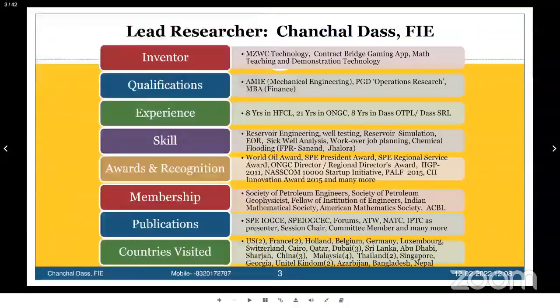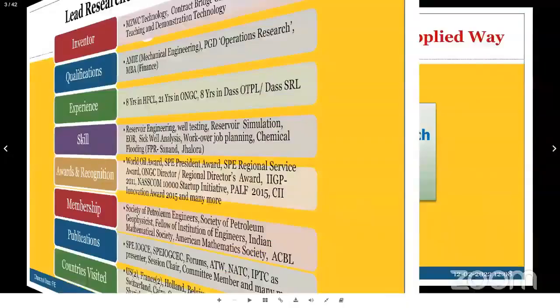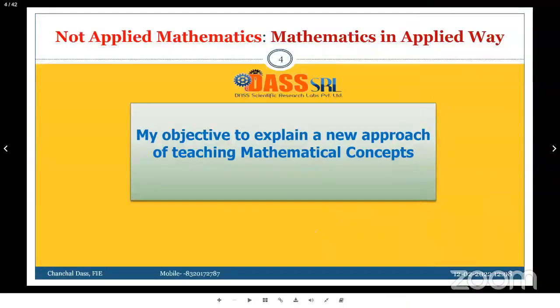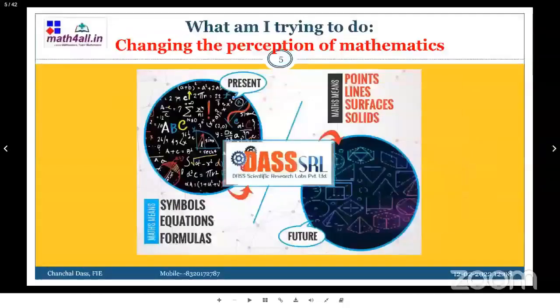This is something written about me, and I think Sir has told that, so I am not spending time here. My objective is to explain a new approach of teaching mathematical concepts, and most of the talk will focus on this point. Symbolically, if we ask what is mathematics, it appears in our mind that there are many symbols, formulas, equations, a lot of things, and it appears to be infinite and endless.